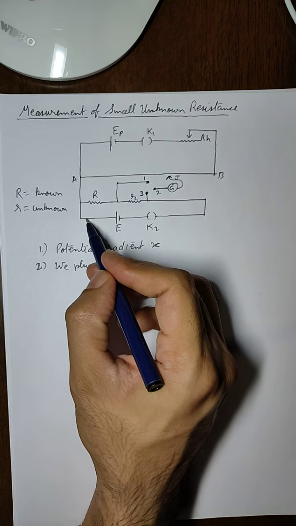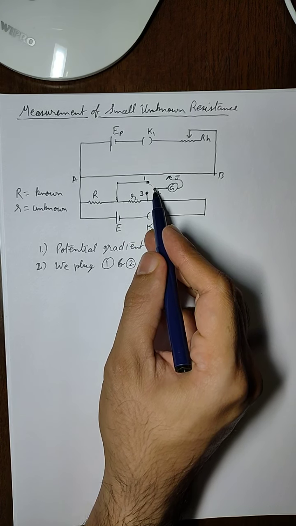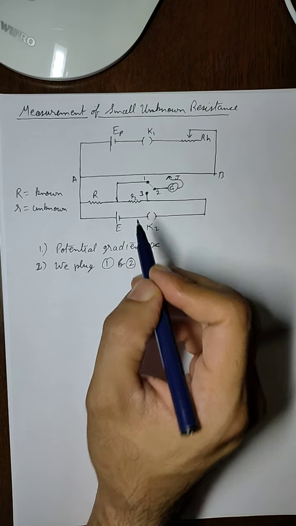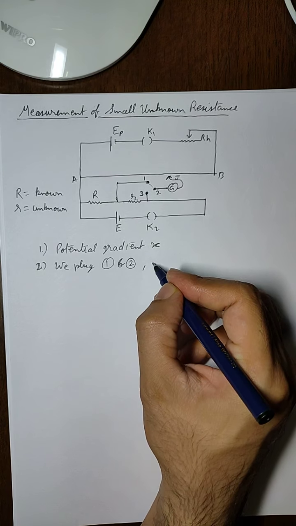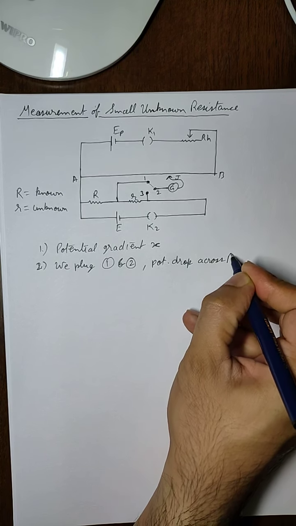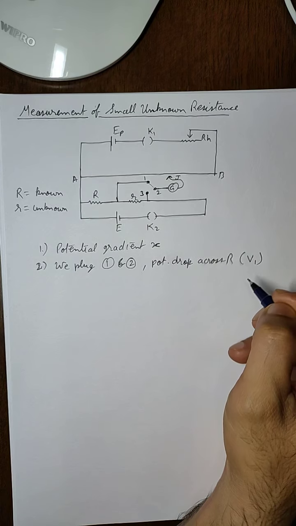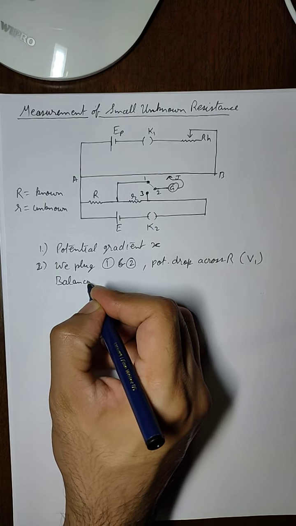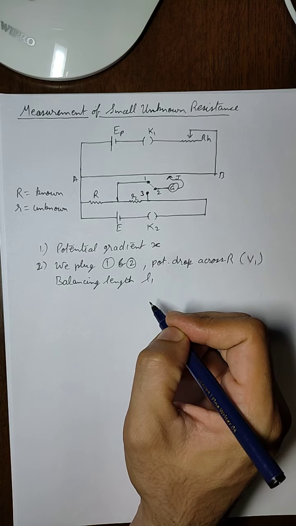Now the current will flow from here, and then it will go from 1 to 2, and from galvanometer to the key. Small r is not in the circuit. So when we plug 1 and 2, there will be some potential drop across R. Let us say that this potential drop is V1. The potential drop across R is V1. We find the balancing length at which the galvanometer shows zero deflection. Let us say that this balancing length is L1.